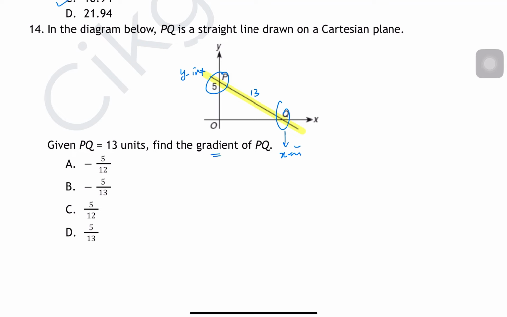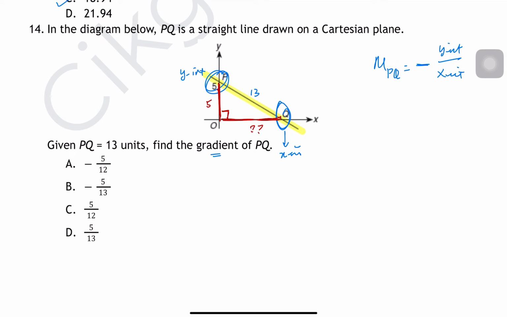Under the gradient formula, you have 2 formulas given. For this case, you can just use the gradient of PQ equals negative y-intercept over x-intercept, since these 2 numbers are something you can look for. PQ is given as 13 units. If your y-intercept is 5, which means this vertical line is 5, you are just checking the length of OQ.